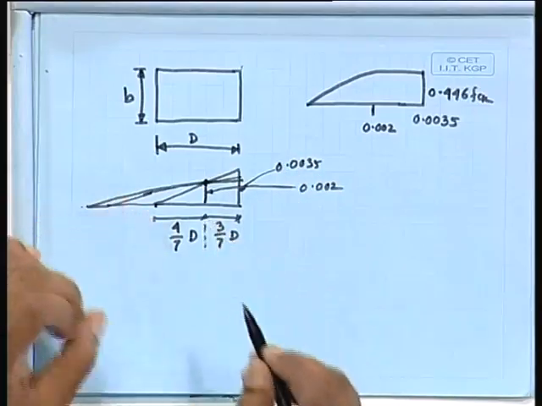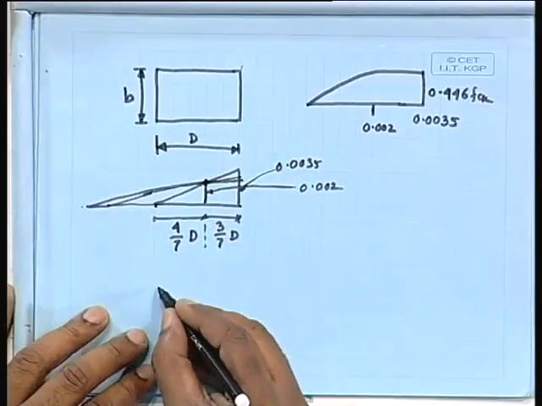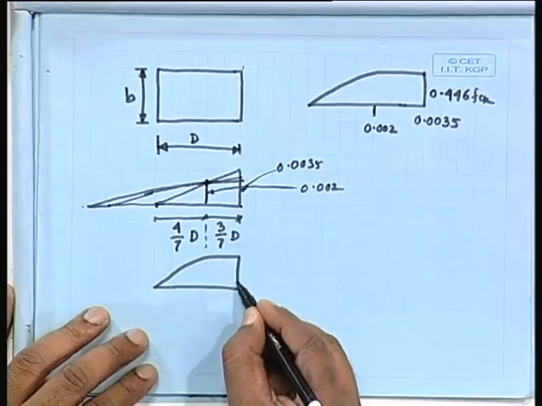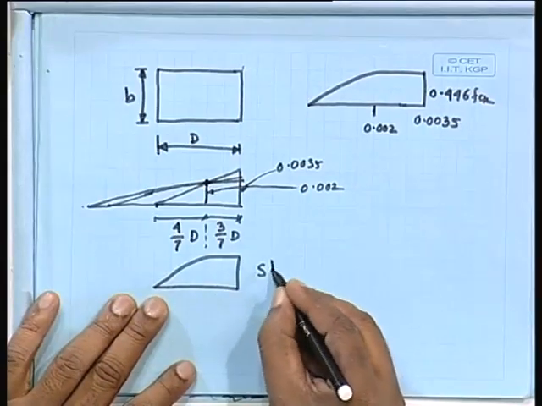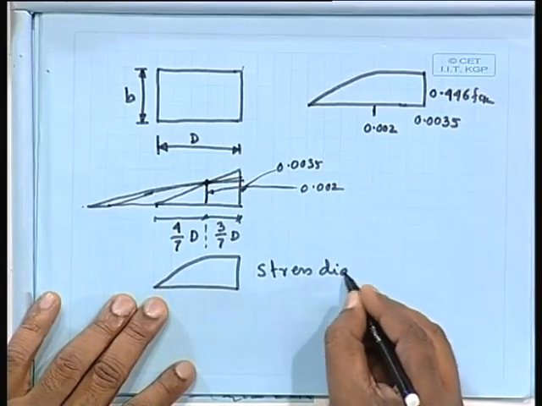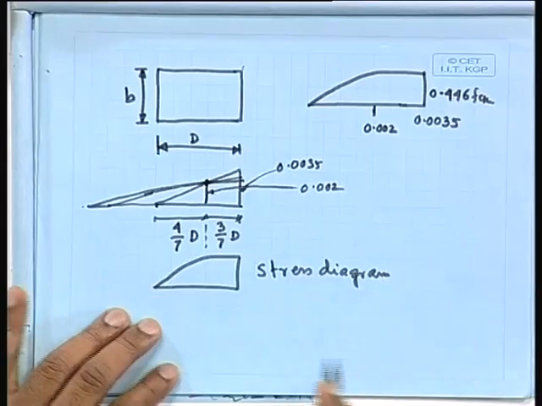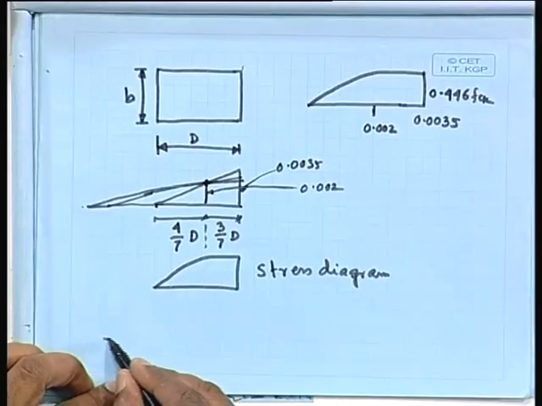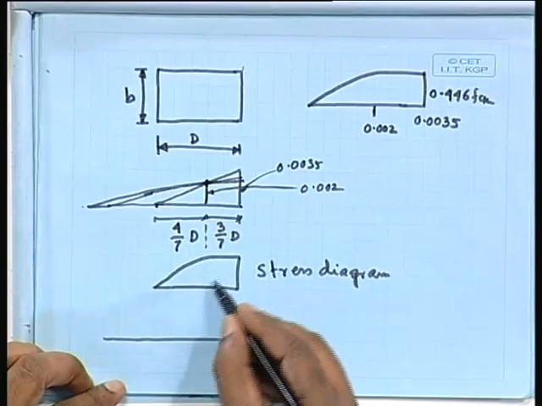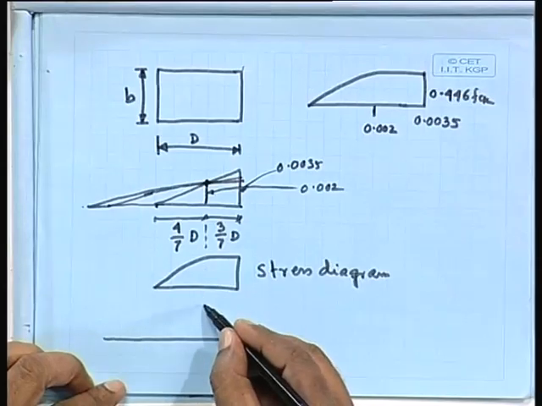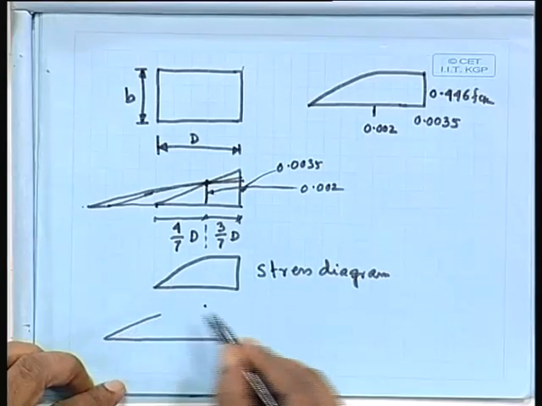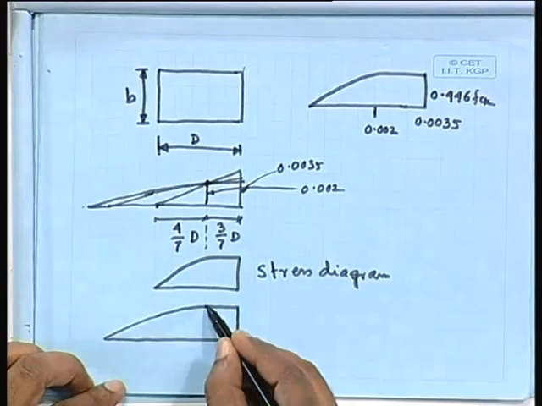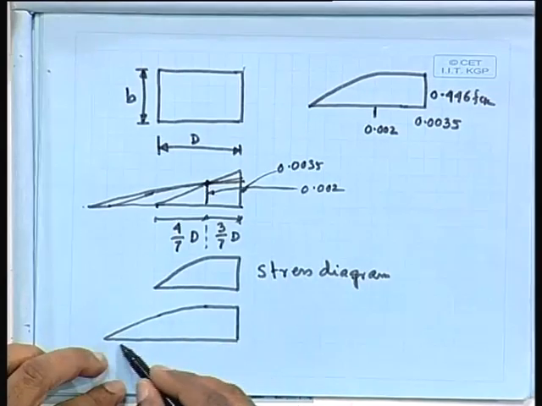So, here what does it mean here? That means it will happen like this. In one case we shall get something like this. This is your stress diagram. When the neutral axis is outside the section, then what will happen? We shall get the same way this particular one. So, I am getting which is going beyond this.